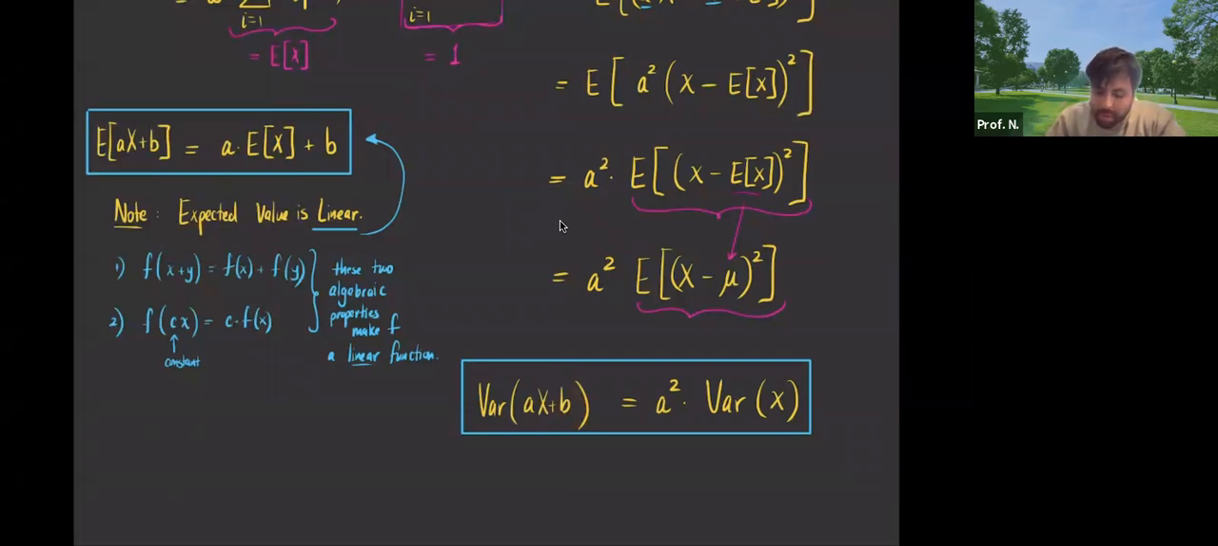But if I multiply the random variable by a constant a, oh, I did very good, Daisy. I'm glad I helped you remember some of that.